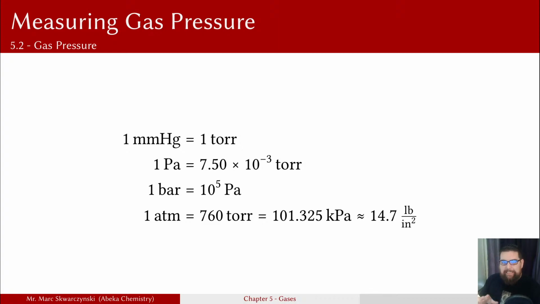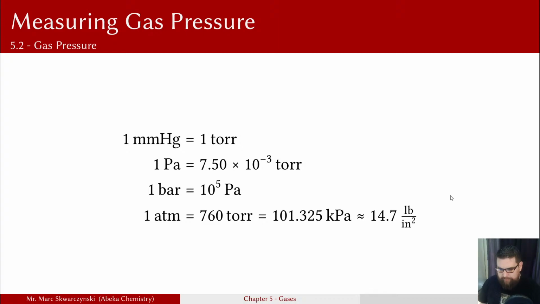It's not exactly equal to 1-to-1, even though I show an equal sign here. That's because, for all intents and purposes, they are equal. It's very close, negligible difference. We're not getting into it. So that's been done to make things more precise. So we'll often use torr in this class. The standard atmosphere is equal to 760.